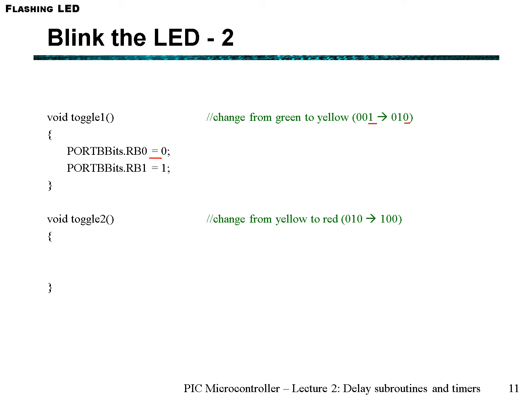So remember, a single equals means assigning a specific value, whilst a double equals is a comparator. That would be saying if PORTBbits.RB0 is 0. But in our case, that's not the point. In our case, we are assigning bit 0 to be 0, and we're assigning bit 1 to be 1. And then similarly, we have toggle 2, which is turning from yellow to red, and we do the same thing.